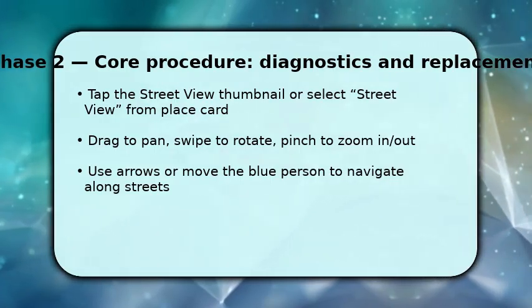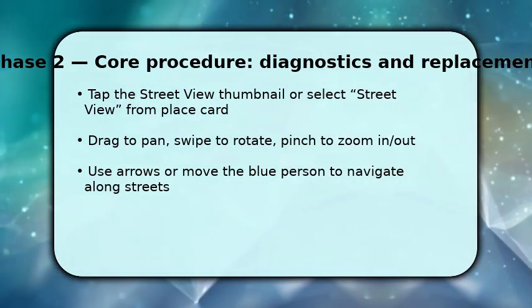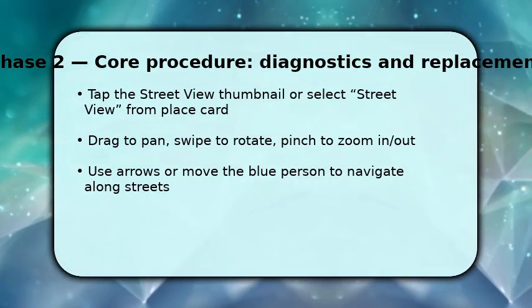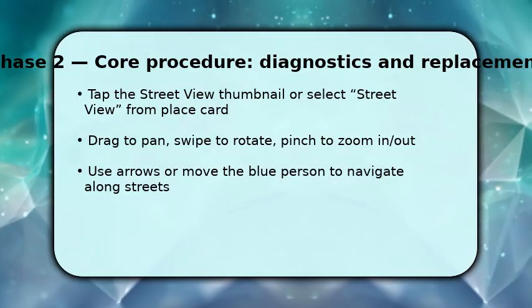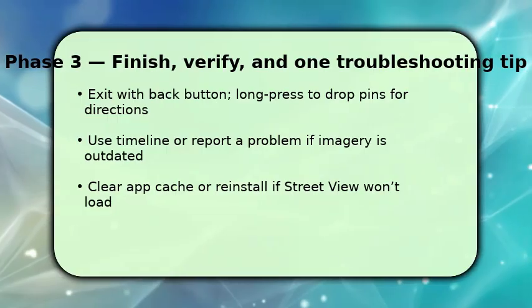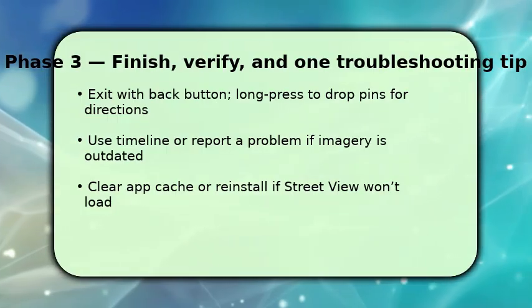To move along the road, tap the white arrows on the pavement or drag the blue person icon onto a nearby street. Make sure to check the timestamp on the image. To finish, use the back button to exit Street View and return to map directions. Long pressing a point drops a pin for navigation.